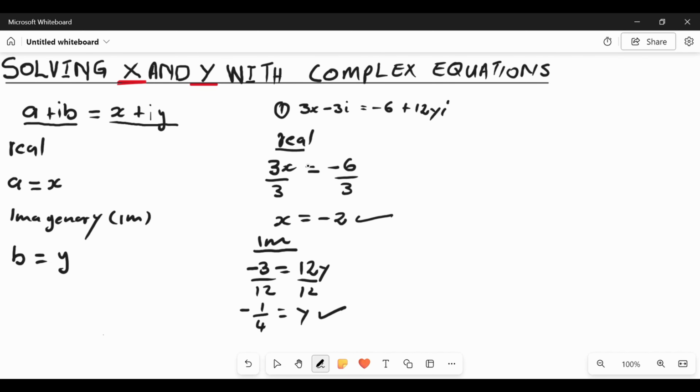Guys, I hope you managed to understand this part of solving x and y with complex equations. We're gonna make more videos where we need to simplify further. Maybe we will be having i to the power of 2 or more, or maybe we'll be having fractions, or maybe we'll be having brackets. So we're gonna do lots of those questions. So stay tuned, guys, if you don't want to miss those questions.